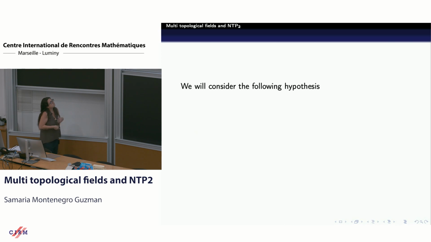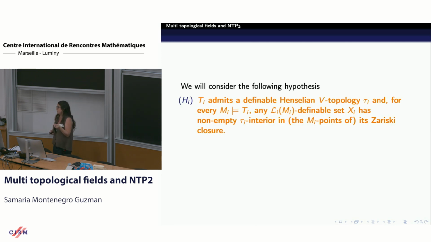So now that is kind of a good notion for fields, but we want to understand a little bit what happens with the more model-theoretic properties, okay? Of course, I don't have any hypothesis on my theory now, so we need to put some hypotheses, okay? I will suppose that for each i, remember that I is finite, Ti admits a definable Henselian V-topology, and we will call this topology tau i, we will fix it, and we will also suppose something for the definable sets.